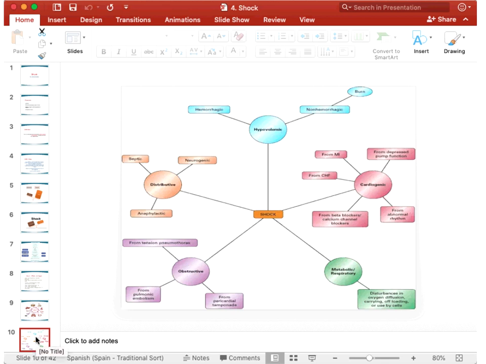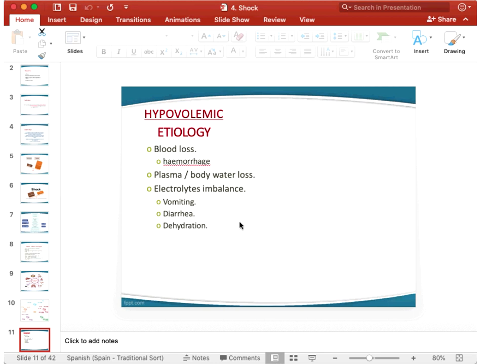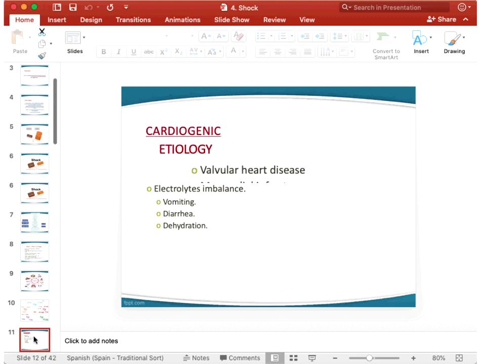So after identifying the type of shock, we need to act very fast, immediately. The hypovolemic, as I told you, is the loss of volume, either due to hemorrhage or the loss of volume due to diarrhea, vomiting, and secondary dehydration. What do we do in hypovolemic shock? Well, if the patient is bleeding, we need to stop the bleeding. If your patient has diarrhea, you need to stop the diarrhea. And in both cases, we need to rehydrate our patient. And that's how we stop the shock.